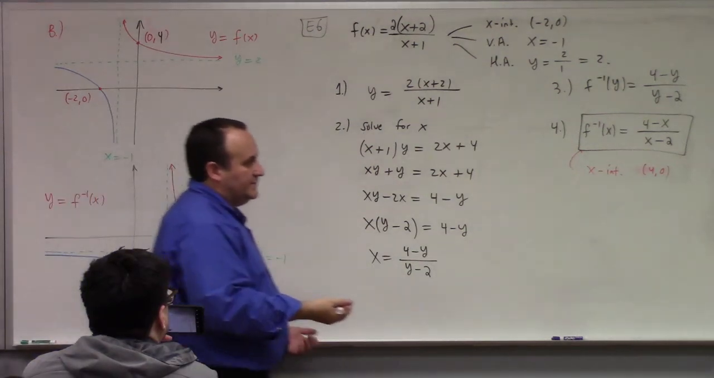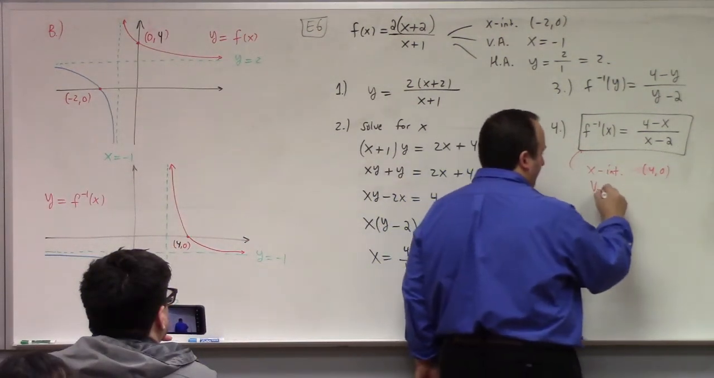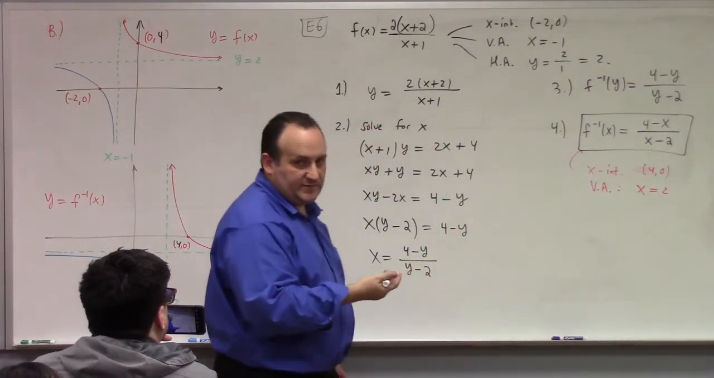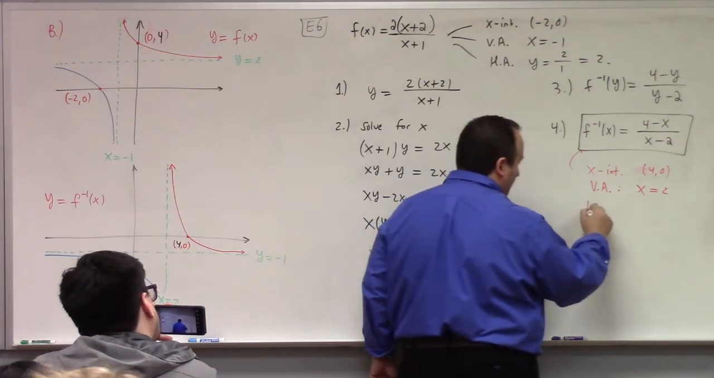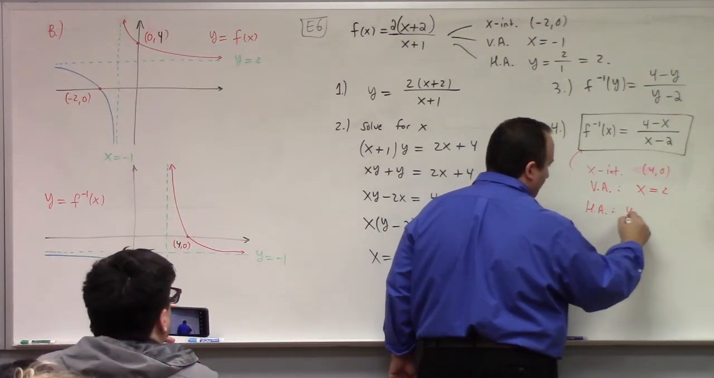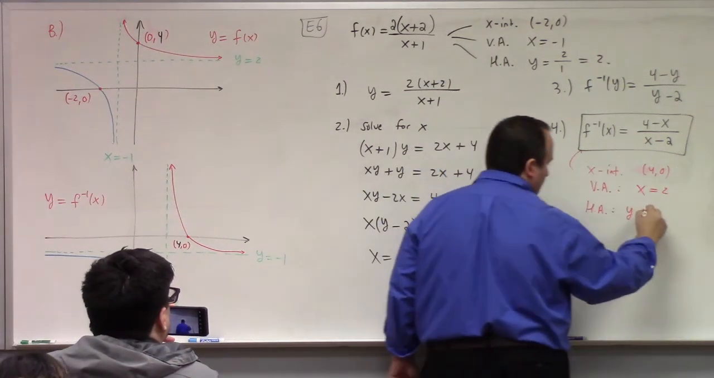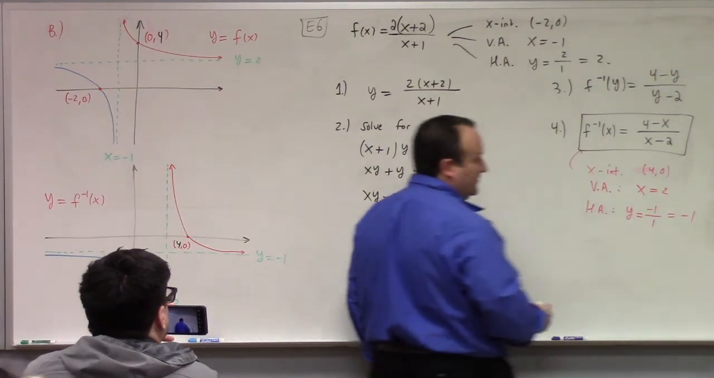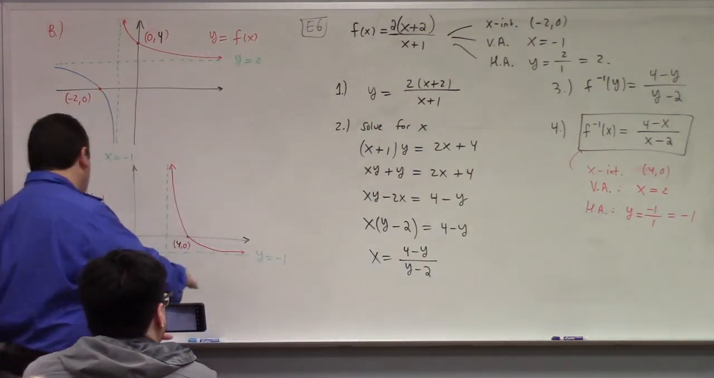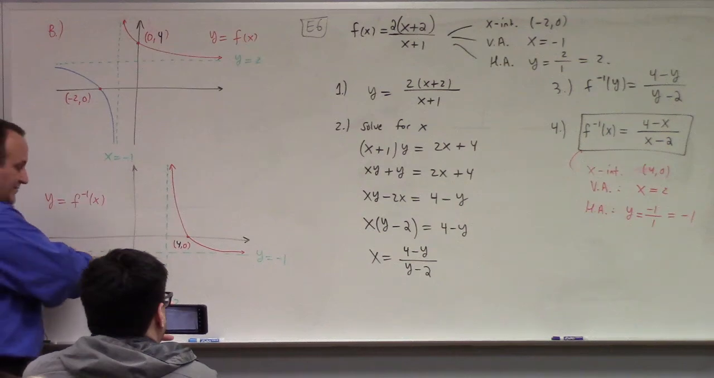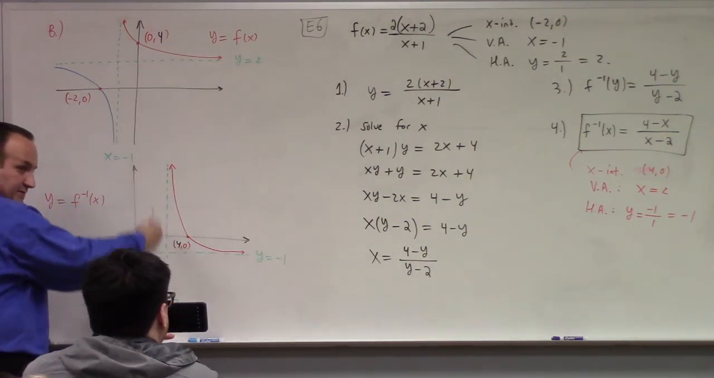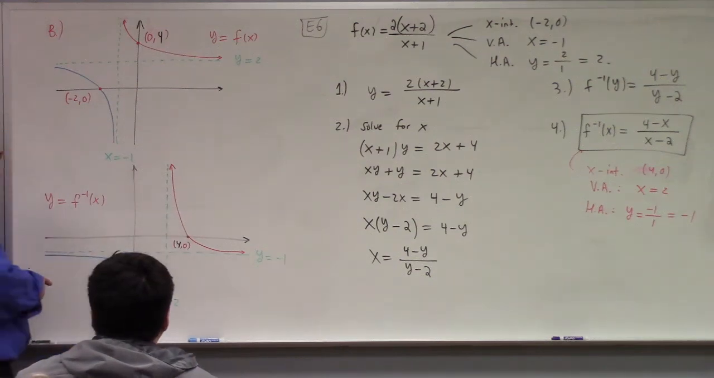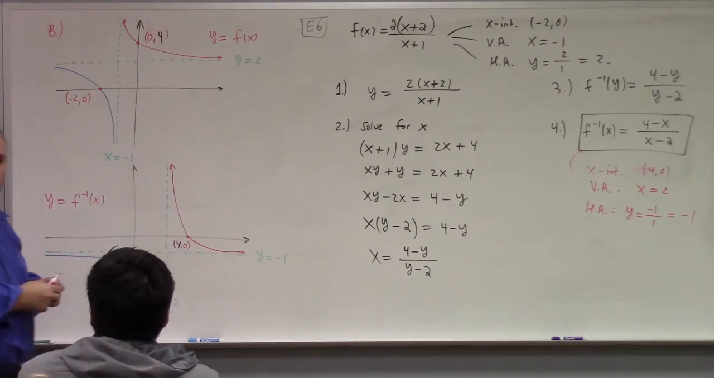Vertical asymptotes? x equals 2, right? Horizontal asymptote? So we got a minus 1 over 1. So the horizontal asymptote is minus 1. And that, of course, is what we had over here, right? Horizontal asymptote of minus 1, vertical asymptote of 2, right? X-intercept of (4, 0). We've got all those things.